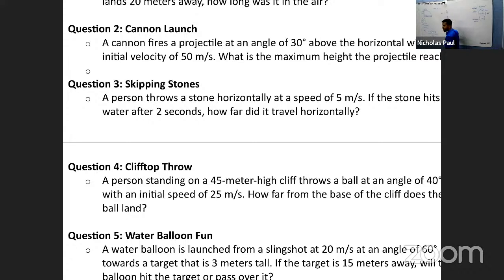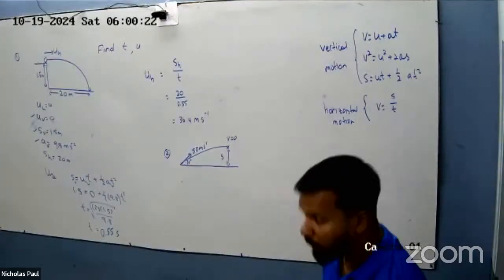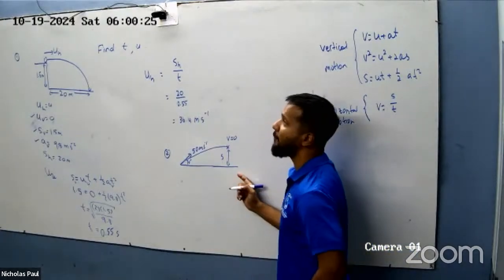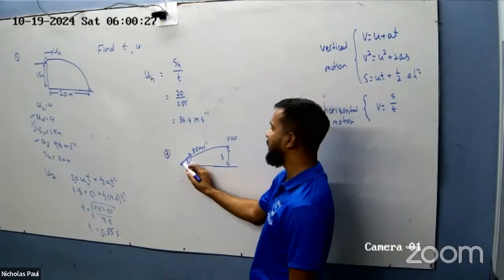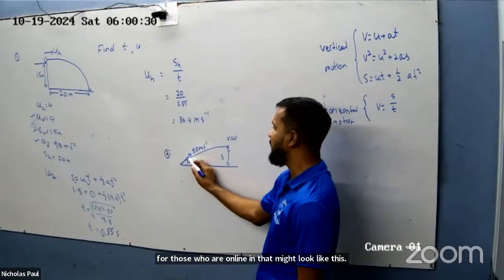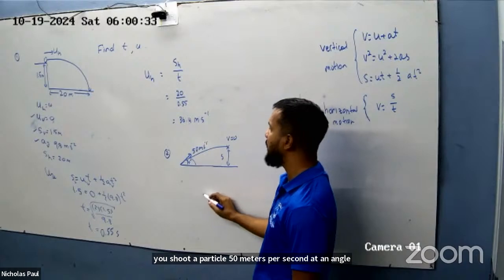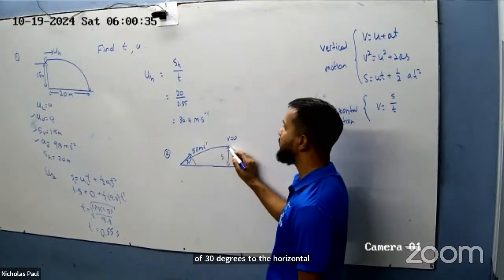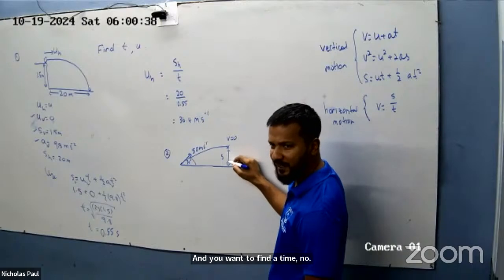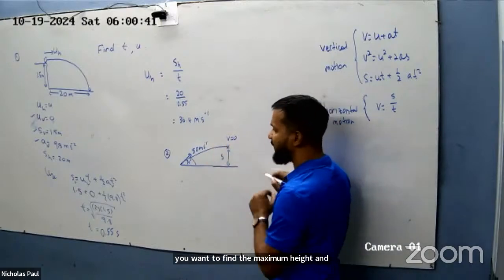What's the angle again? 50 degrees, right? For those who are online, the diagram might look like this. You shoot a particle at 50 meters per second at an angle of 30 degrees to the horizontal, and you want to find the maximum height, and at maximum height, V is 0.